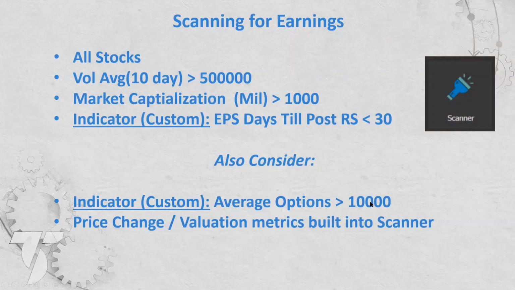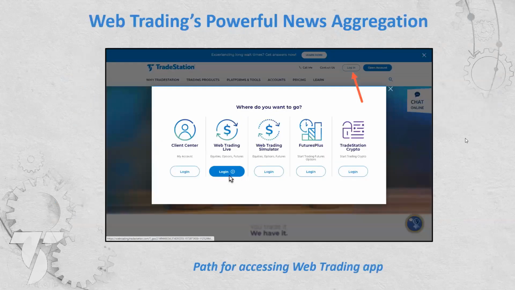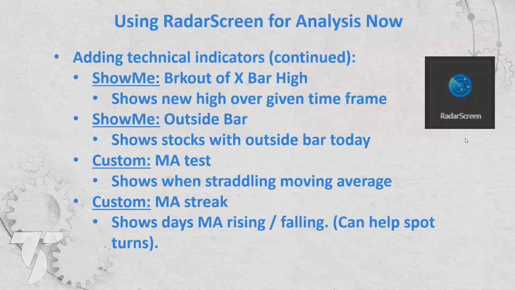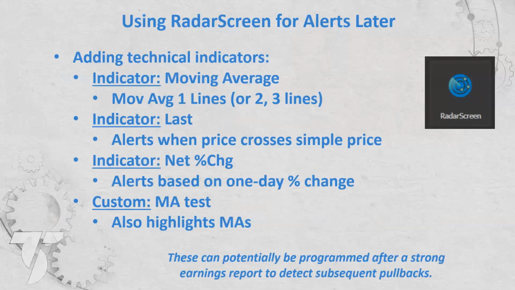You might want to add things like average option volumes and valuation metrics. Remember, those are for Scanner. The other things we showed you were RadarScreen. So we have these little logos just to remind you what we're looking at.